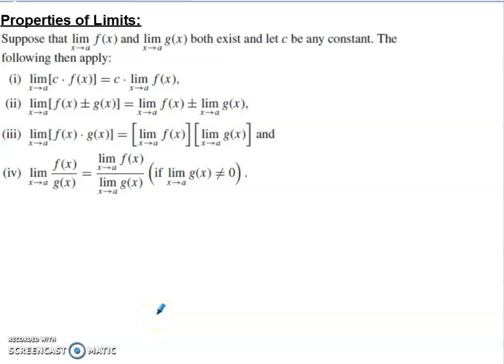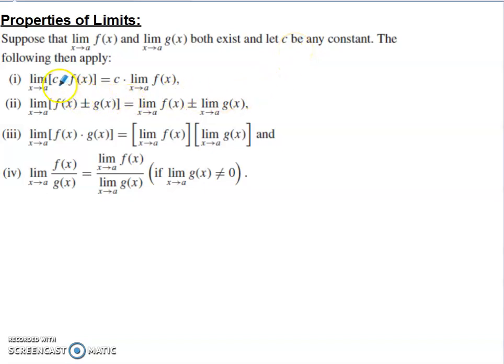That notion is going to work together with some of the properties that you see across the next couple of screens. So you would definitely talk about these properties early on in the limit unit of your calculus course. If you look at this screen here, we've got two limits as x approaches a, one for f of x, one for g of x. They both exist, and then c is going to be any constant.